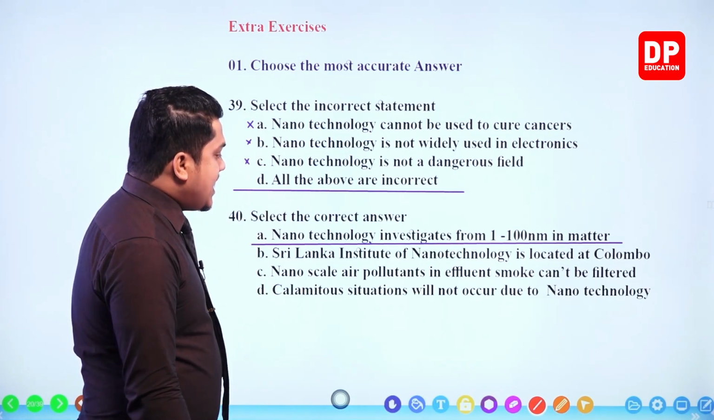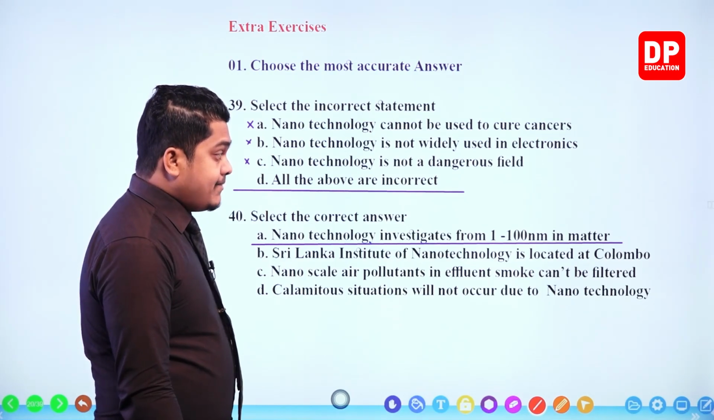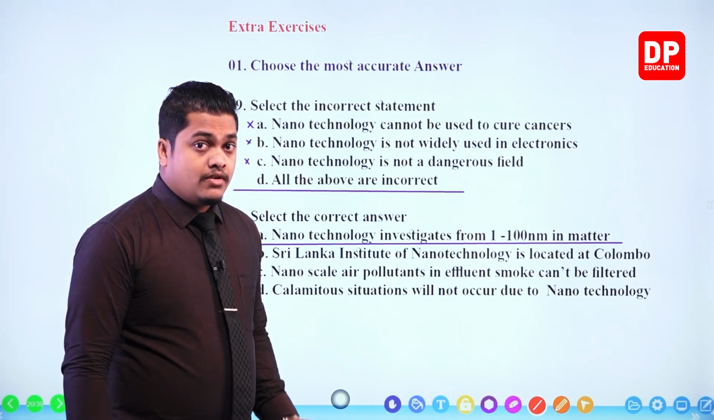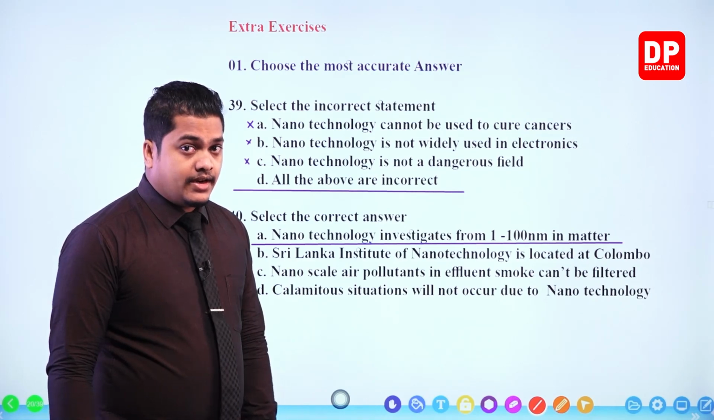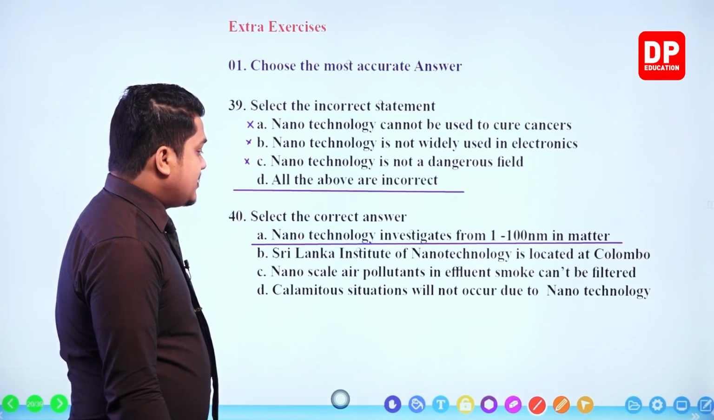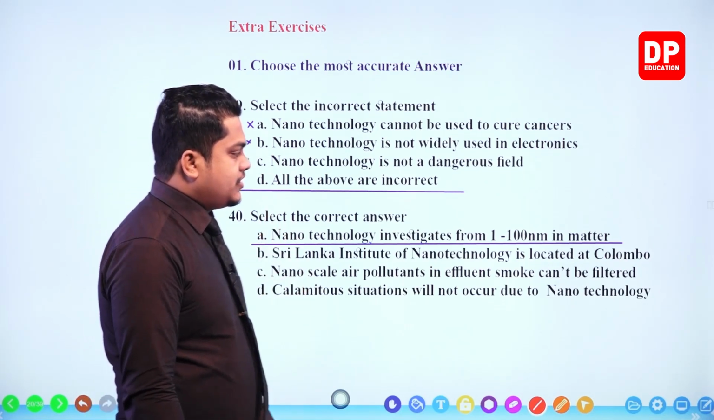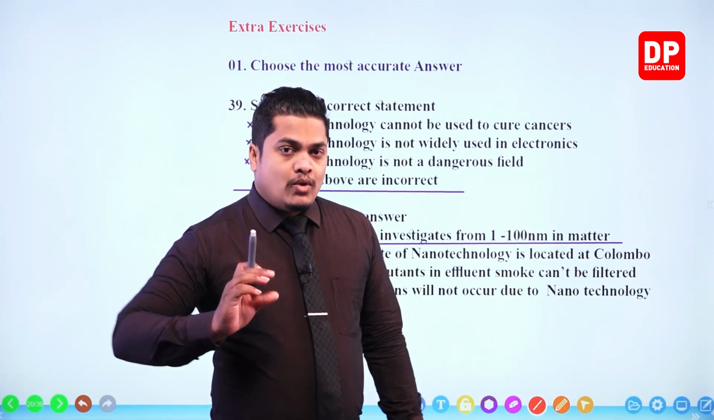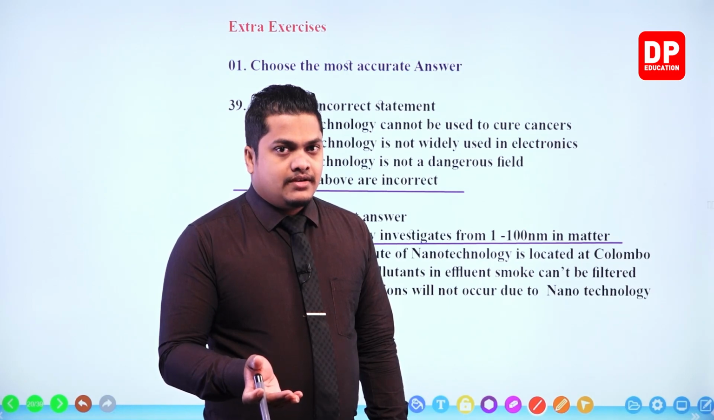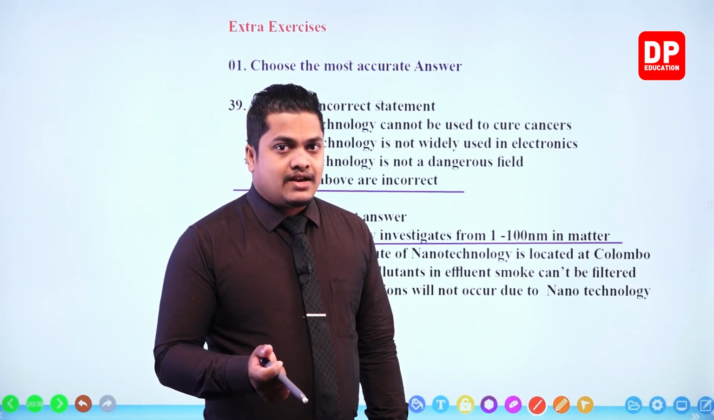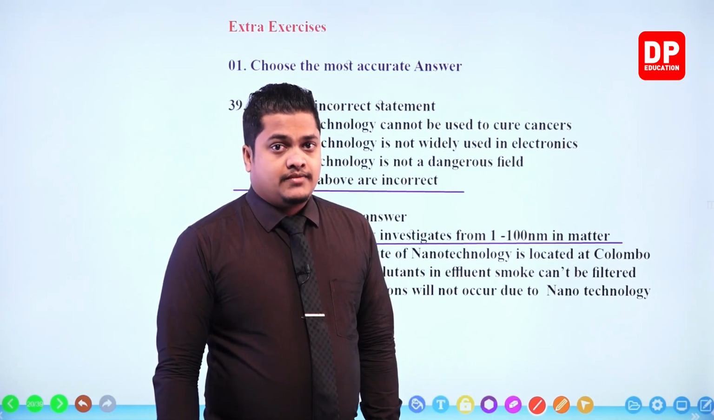Next one. Nanoscale air pollutants in effluent smoke can't be filtered. It can be filtered, right? If we can use a nano filter, then we can filter it without any trouble. That's incorrect. Next one. Calamitous situations will not occur due to nanotechnology. Like I said in the previous question, my dear children, according to the mindset of the people who are using this, it's going to change. So we can't say directly that there will not be any calamitous conditions.